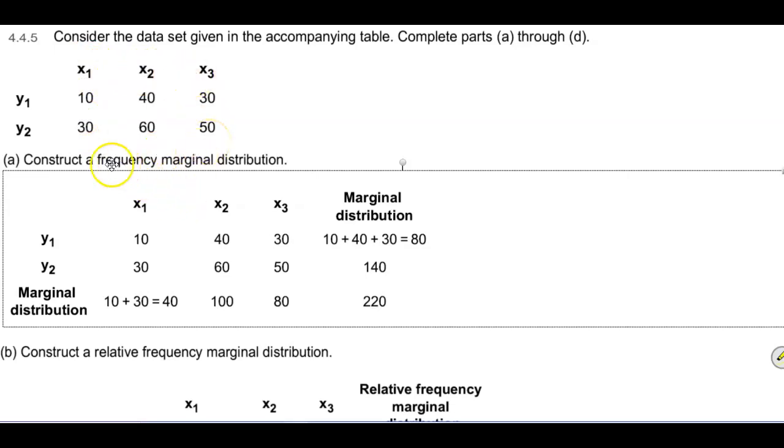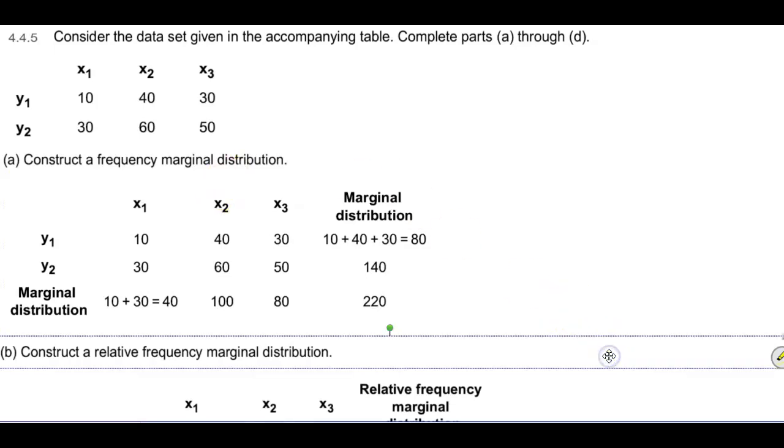The first thing we want to do is construct a frequency marginal distribution. Now, a marginal distribution of a variable is a frequency or relative frequency distribution of either the row or column variable in the contingency table. To create a marginal distribution for a variable, we calculate the row and column totals for each category of the variable. The row totals for each category are found by adding up the cell entries in the columns of that row.